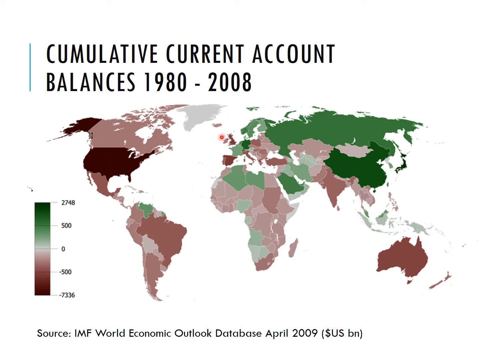So we can see the UK, quite dark red, we've had a deficit for quite a long period of time. The USA, very dark red. Some green countries, China, Russia, Saudi Arabia, Germany, these countries are exporting more than they are importing.